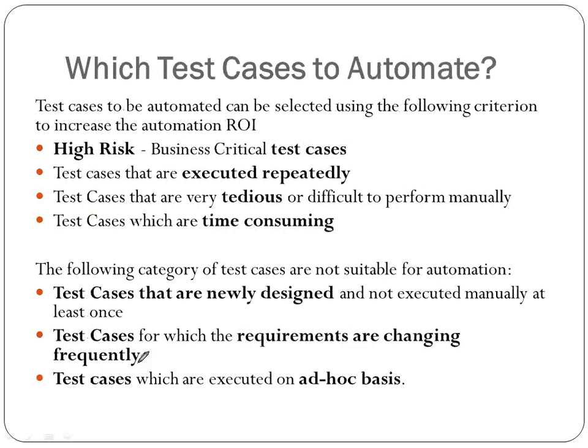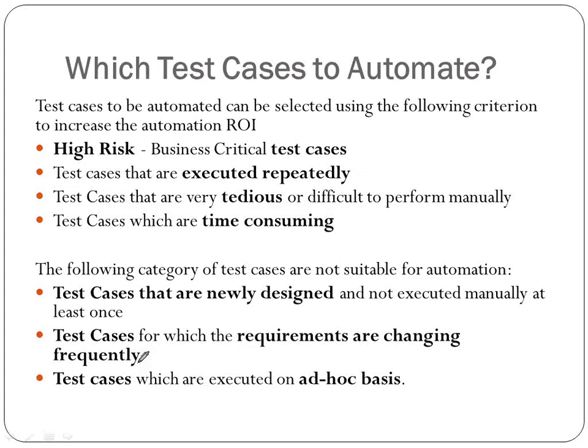So now that brings us to which test cases to automate. Okay, we have selected 500 test cases. And we already know that we cannot eliminate manual intervention altogether. We cannot automate all 500 of those. So then you decide which test cases you can automate.